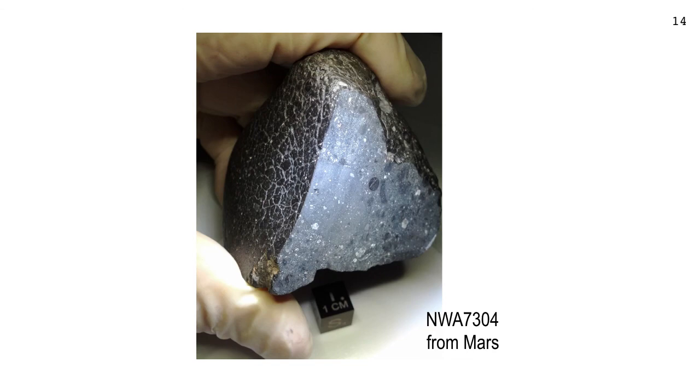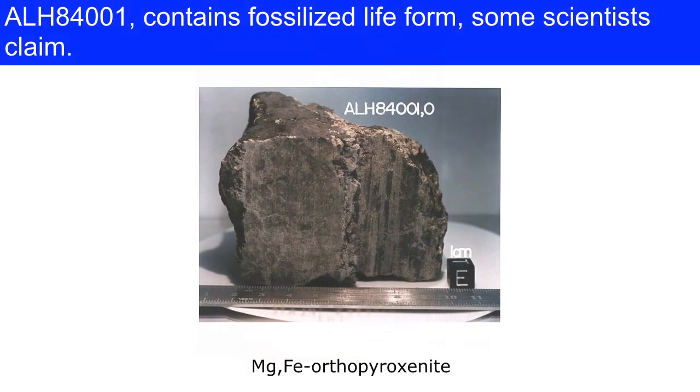It's called Allen Hills 84001. There it is. It's orthopyroxenite, igneous. But some scientists think that ALH 84001 has a fossilized life form in it. Now, here's the fossilized life form that they're thinking about.